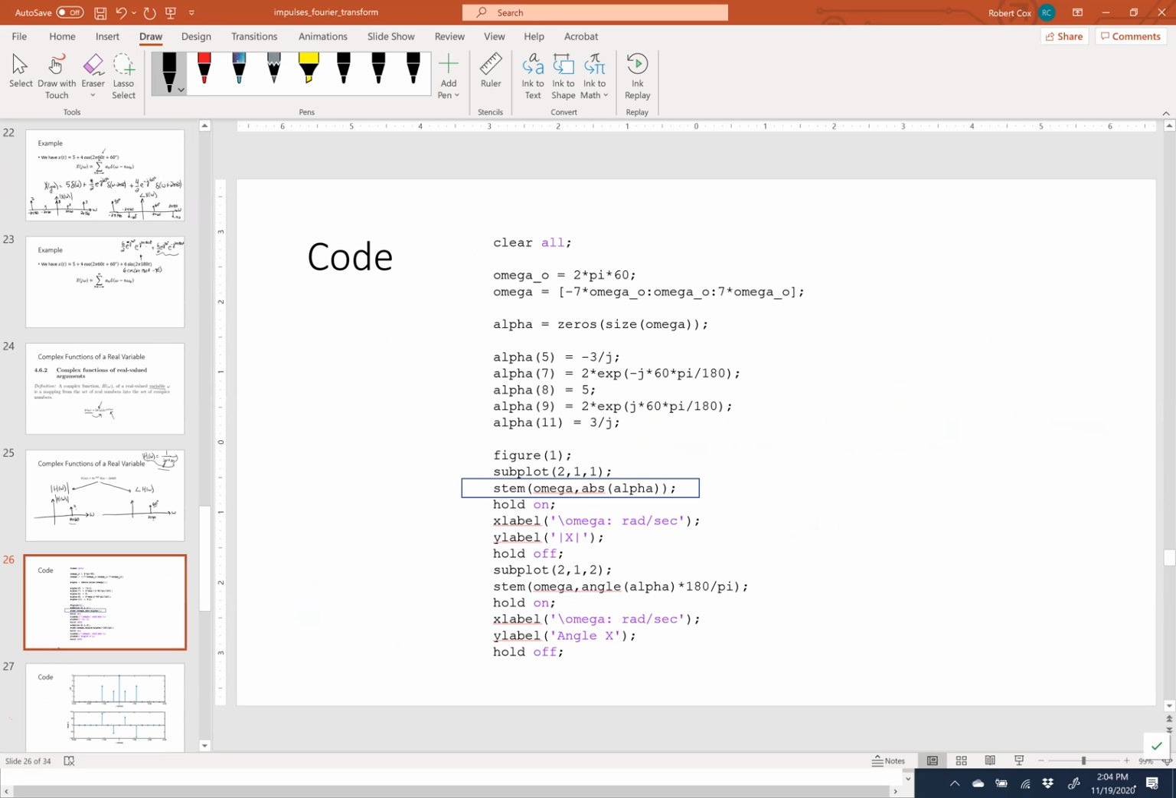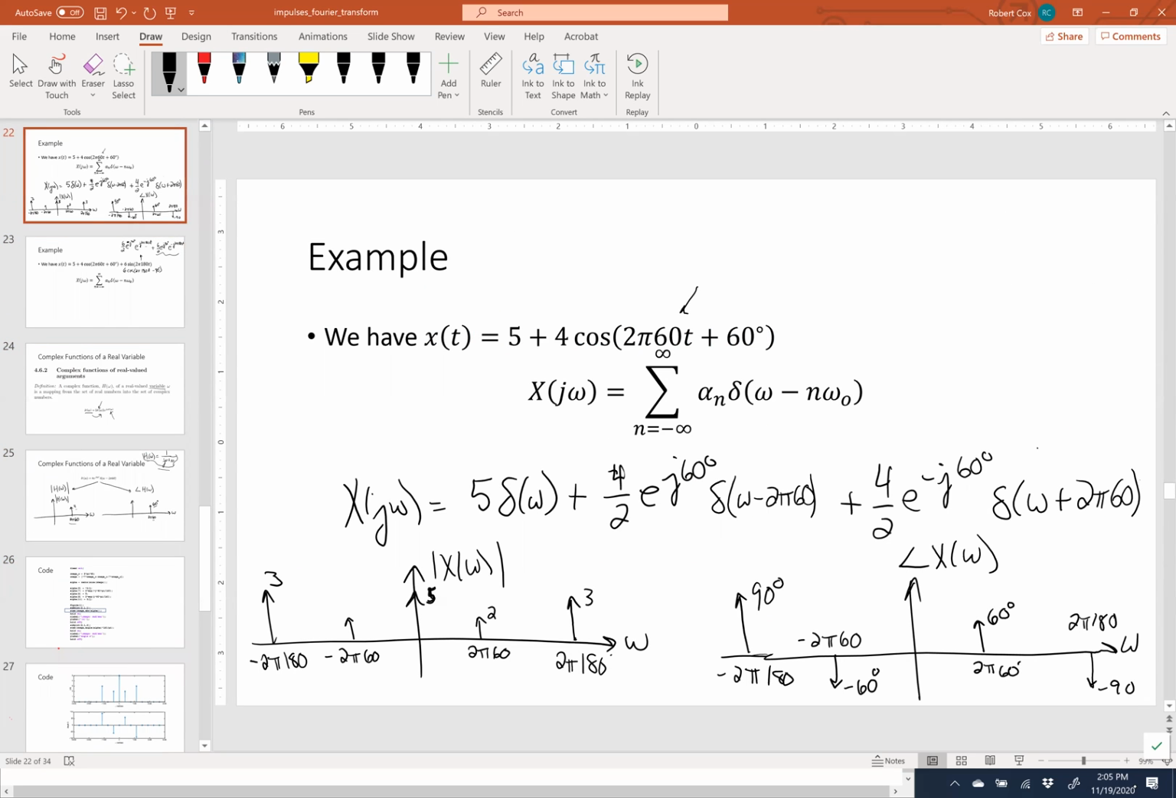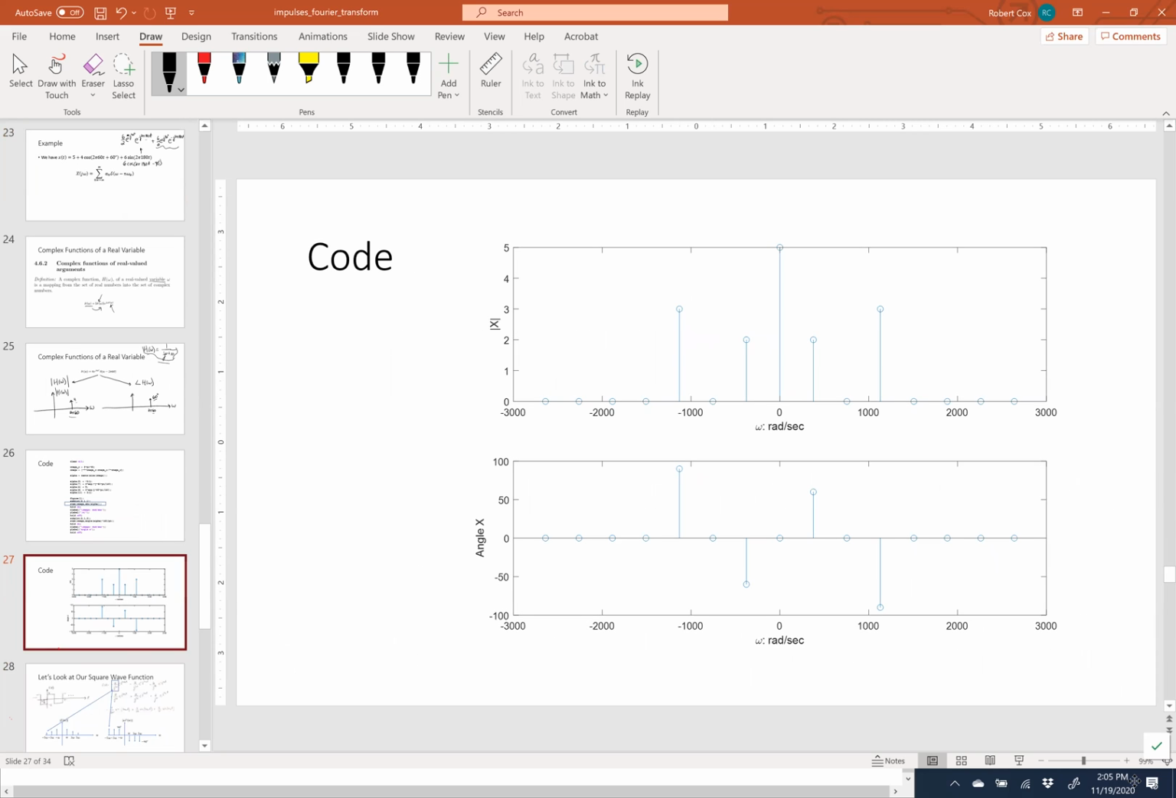In this case, we just drew by hand right here what that graph should look like. We drew the magnitudes and then we drew the angles. Well, let's say I wanted MATLAB to do that. So here's the graph I had MATLAB create. On the top is the magnitude, and it tells me that I have a magnitude of 5 at 0 radians per second. I got a magnitude of 2 here.